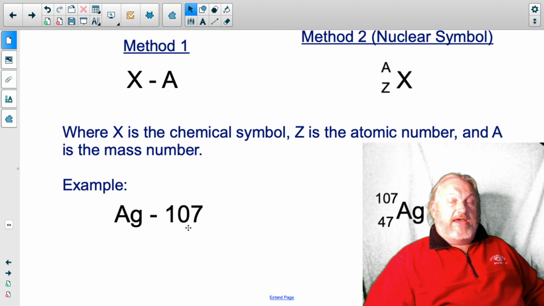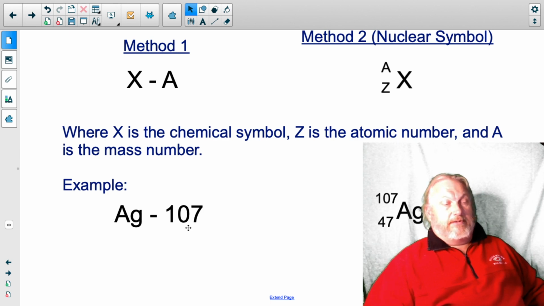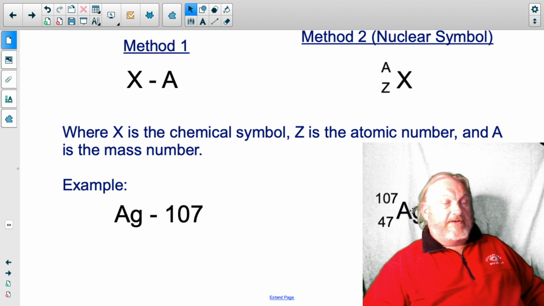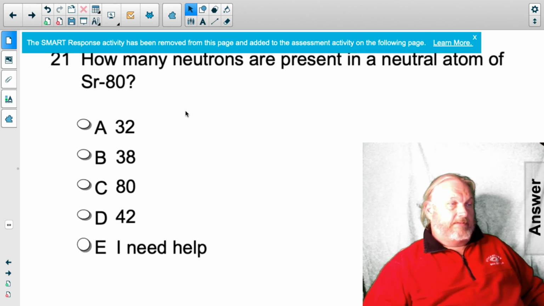107 is the A, or the mass number. We could also express it like this: 107 Ag 47. 47 would be the Z, or the atomic number. 107 would be the A, or the mass number. Ag would be the symbol. We'd have to look up strontium.